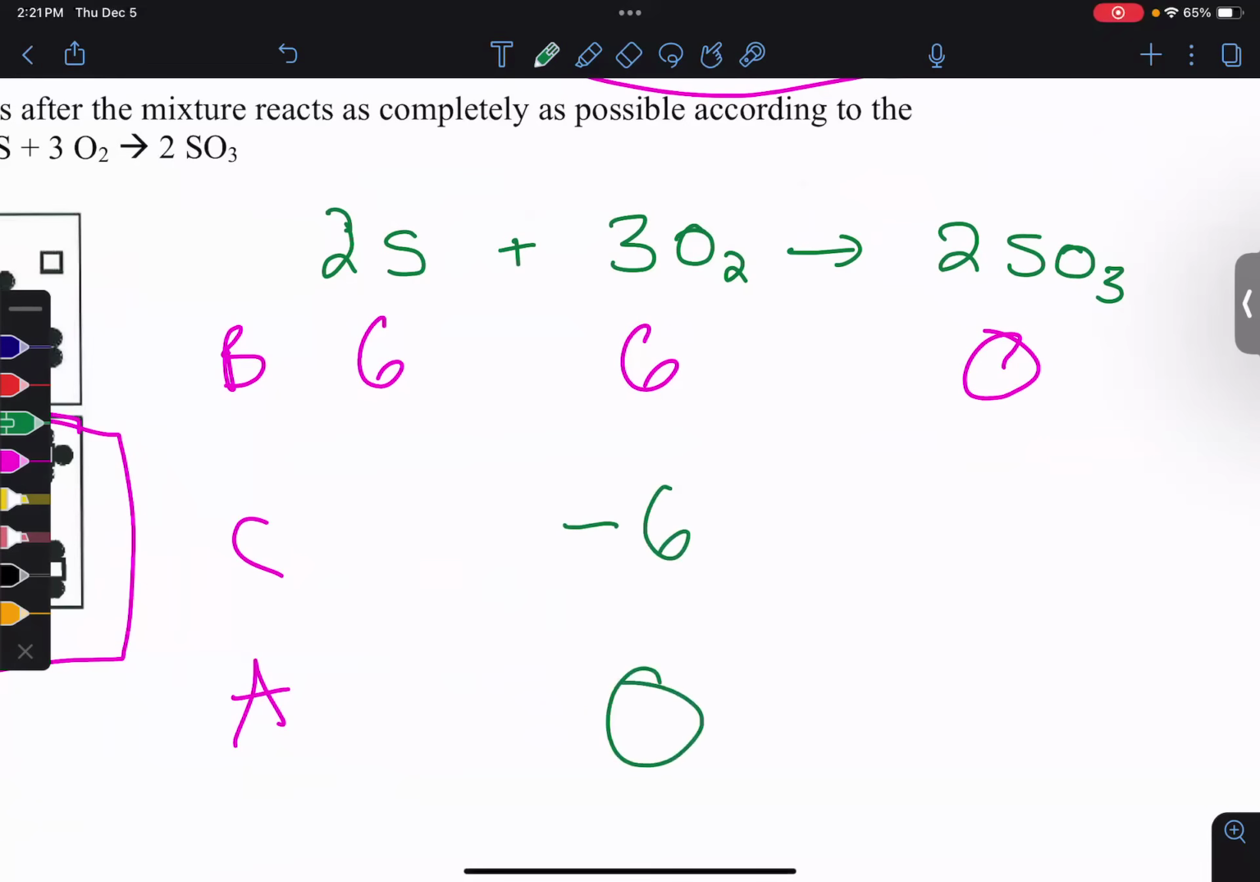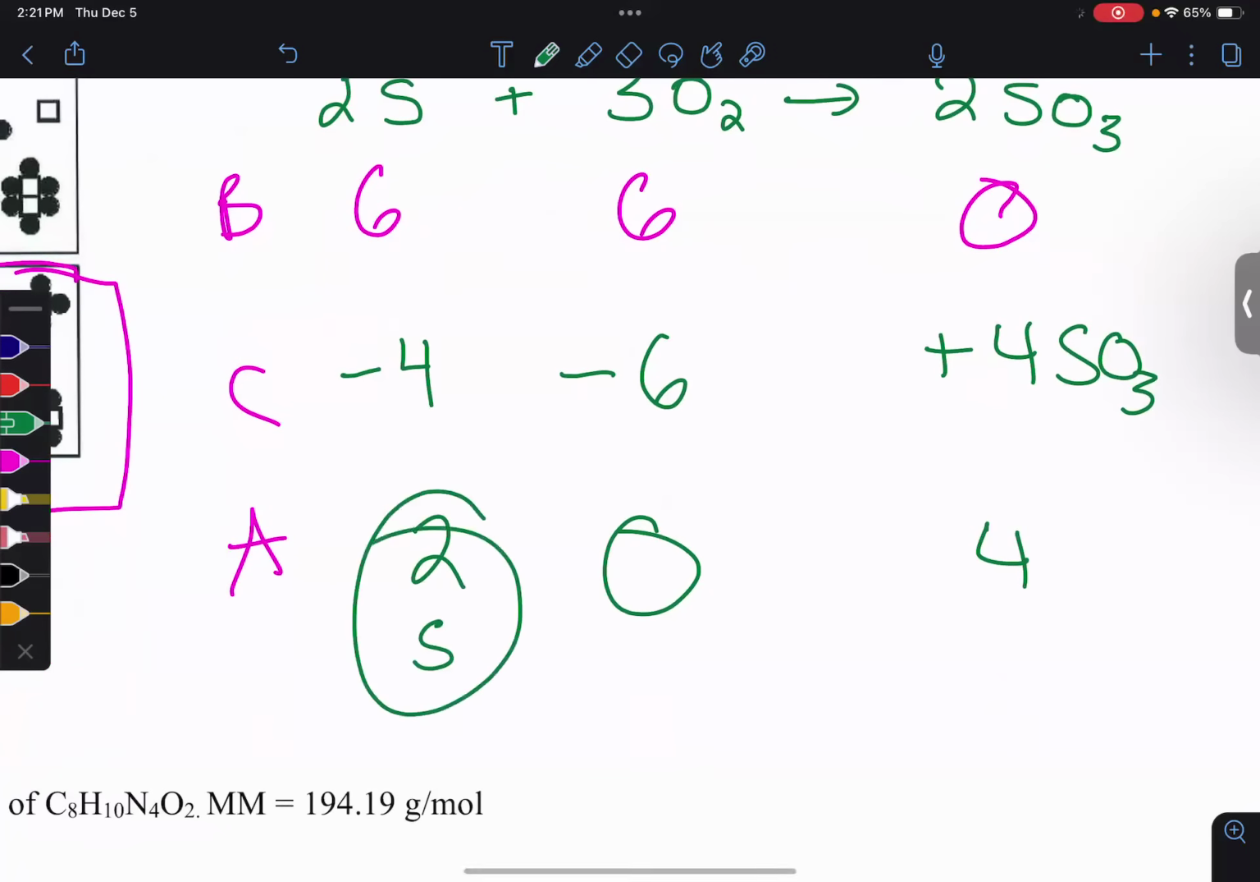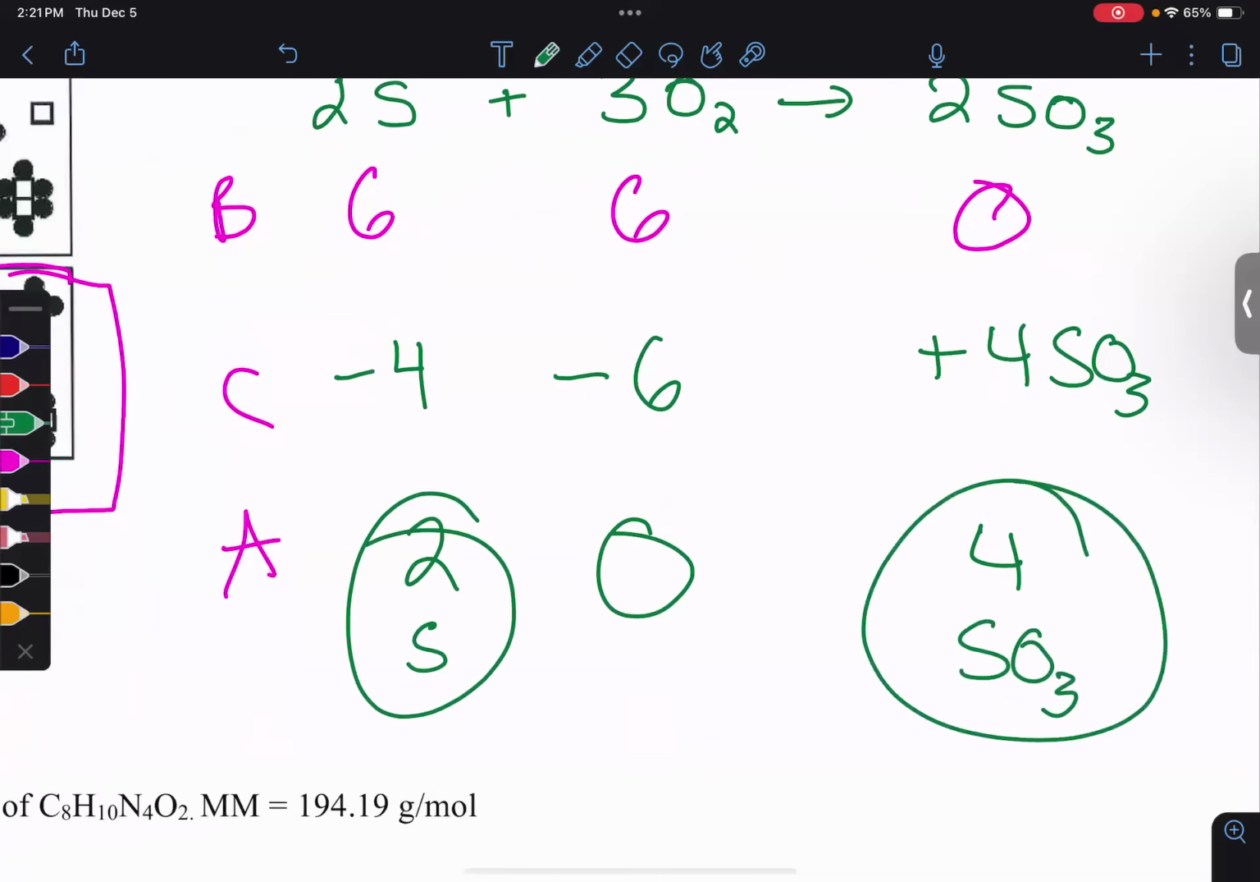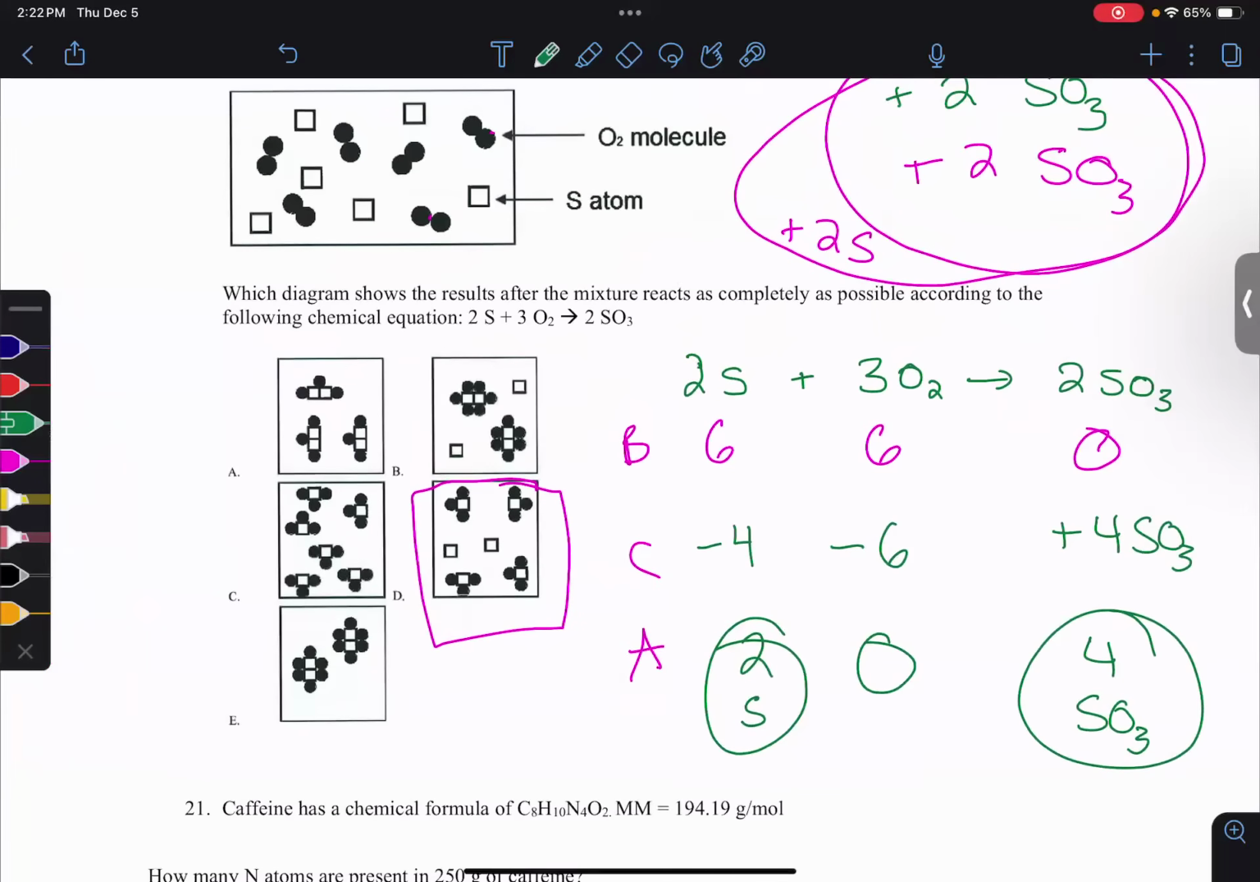So I'm going to completely consume oxygen, so -6. So if I use up 6 oxygens, how many sulfurs do I also consume? Minus 4, yes. So notice that this ratio is the same as this ratio. And then, if I consume 4 sulfurs, I gain 4 SO3s. So when you add everything, we get the same exact thing. We have 2 sulfurs left over and 4 SO3s left over, right? So the answer is D. That's the one that shows the 4 SO3s.